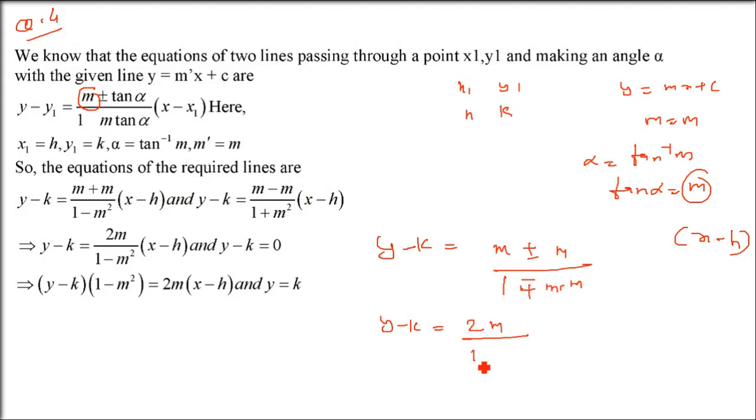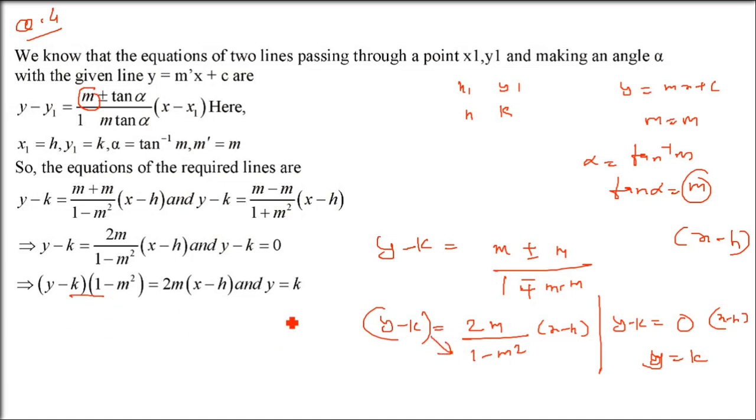Right? If you take positive, you get 2m. So let me take the positive one, then the negative one is y minus k, x minus h. I'm taking negative, so it will be 0. So this right hand side will be 0, y equals k is the one equation. The equation is what? In the denominator we took 1 minus m square. Just multiply y minus k with 1 minus m square and just put it like that. y minus k into 1 minus m square equals 2m into x minus h.